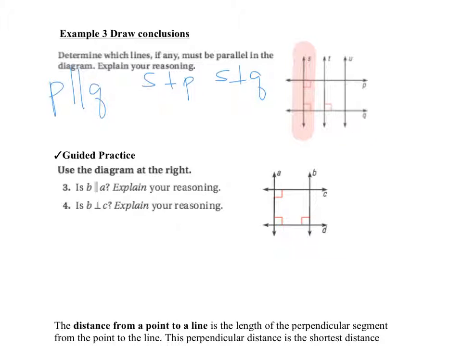with Q. So you have Q perpendicular to S and Q perpendicular to T. So that's S parallel to T. So you go ahead and try the guided practice, the next two questions. Determine if B is parallel to A and explain why, and then determine if B is perpendicular to C and explain. Pause the video and then try on your own.